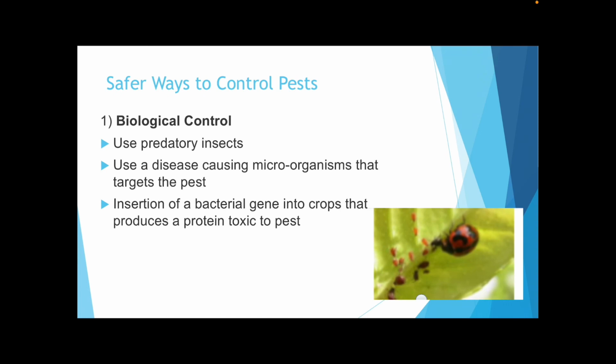There are much safer ways to control pests than using pesticides. So for example, biological control, we've seen this before. You can use predatory insects or insects that will eat the pests that you don't want there. You could also use disease-causing microorganisms that target this pest specifically. You can insert a bacterial gene into crops that produces a protein that is toxic to the pest. So if the pest tries to eat the crops, they will die and your crops will not be harmed.